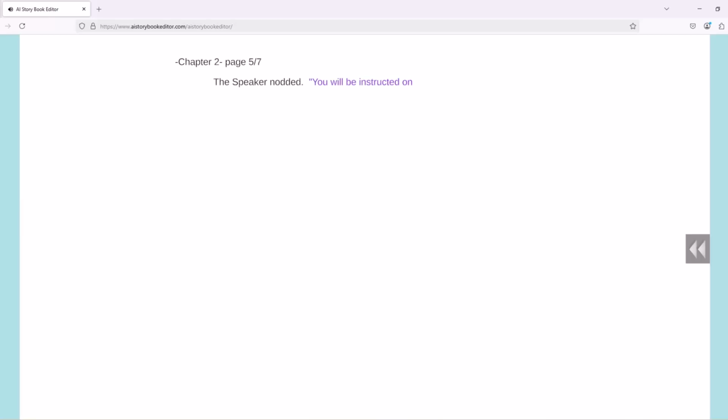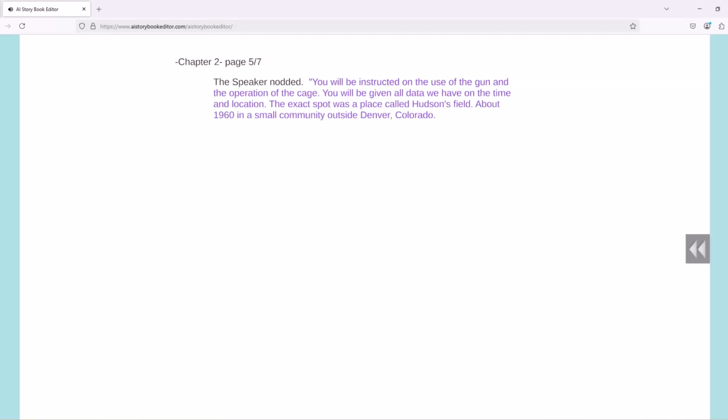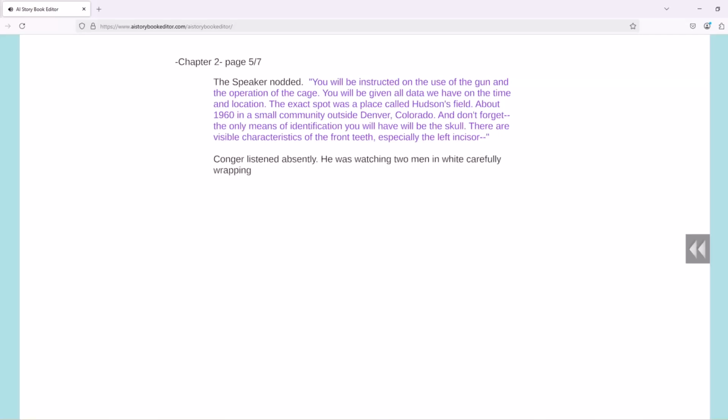"You will be instructed on the use of the gun and the operation of the cage. You will be given all data we have on the time and location. The exact spot was a place called Hudson's Field, about 1960, in a small community outside Denver, Colorado. And don't forget, the only means of identification you will have will be the skull. There are visible characteristics of the front teeth, especially the left incisor." Conger listened absently. He was watching two men in white, carefully wrapping the skull in a plastic bag. They tied it and carried it into the crystal cage.